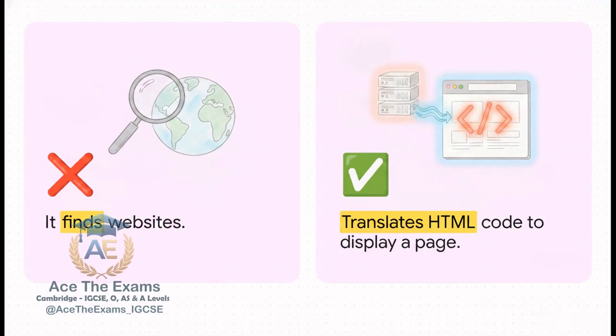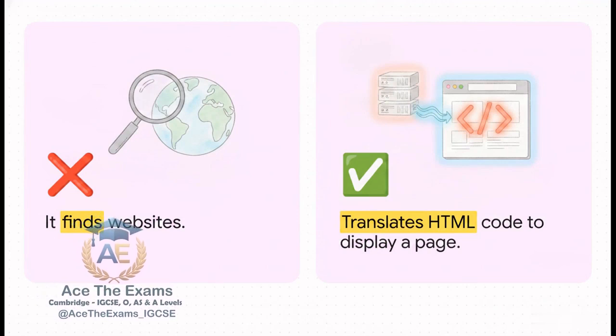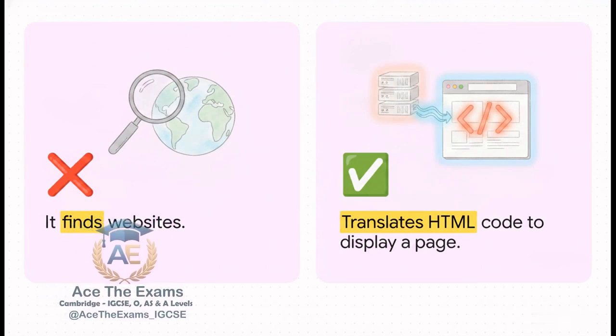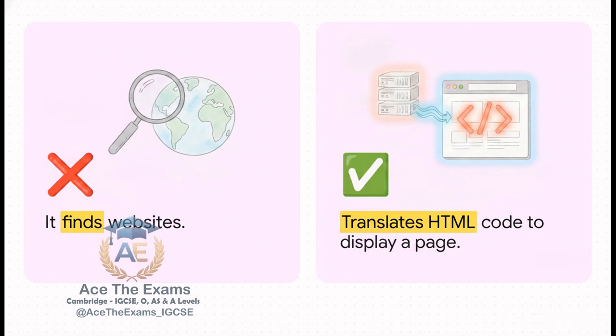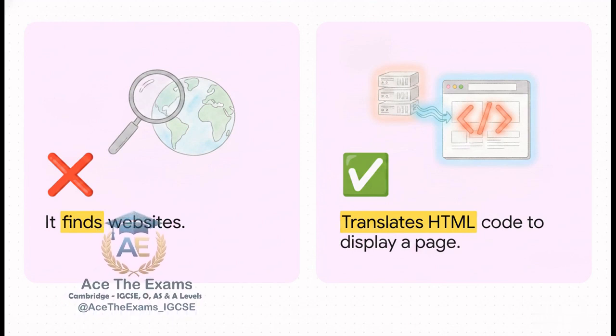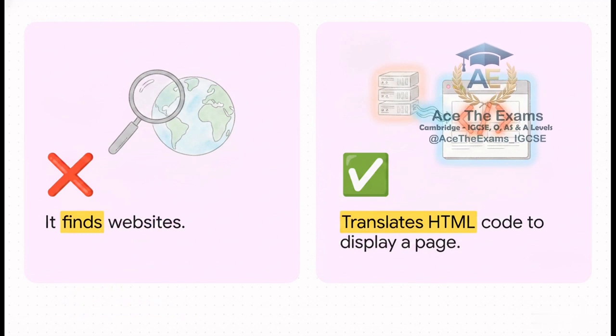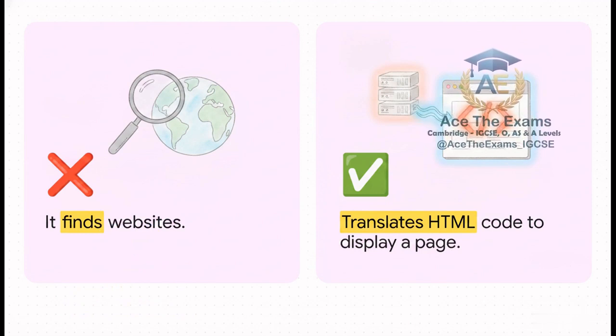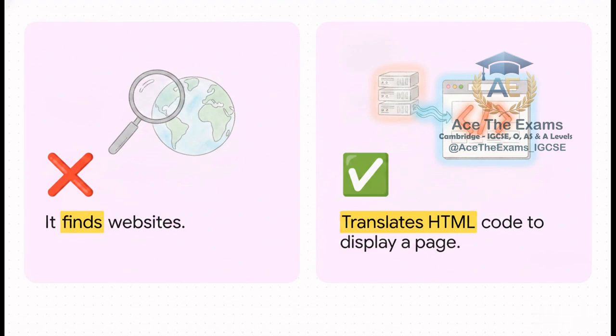And this split perfectly shows the difference. If you just write "it finds websites," you are leaving serious points on the table. But when you specify that it translates HTML code from a web server to display a page, boom, you are checking off the exact technical mechanisms the examiner is holding the mark scheme for.